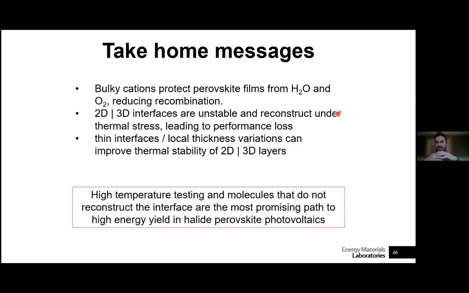However, I guess the long-term goal would be to probably go towards molecules that do not really reconstruct these interfaces, but are able to protect the 3D perovskite and interact with point defects at the surface without reconstructing the bulk. And these will probably lead to high energy yields, so high efficiency and high stability perovskite solar cells in the future.